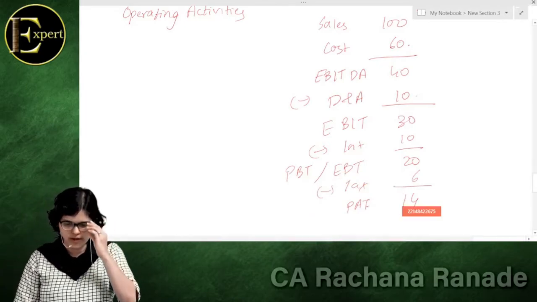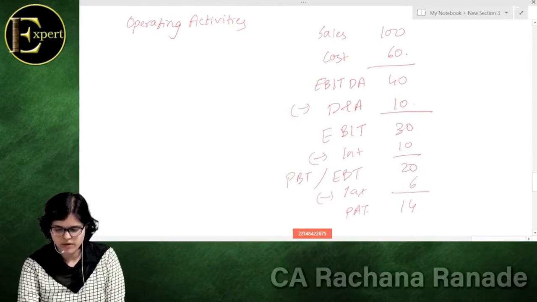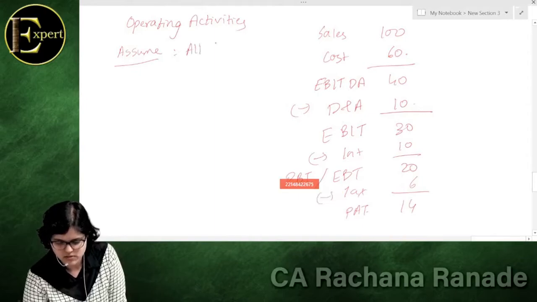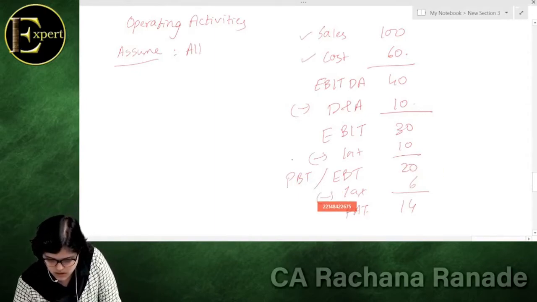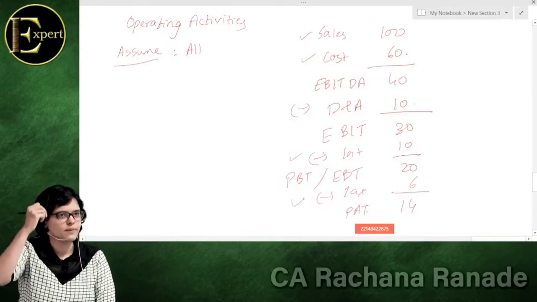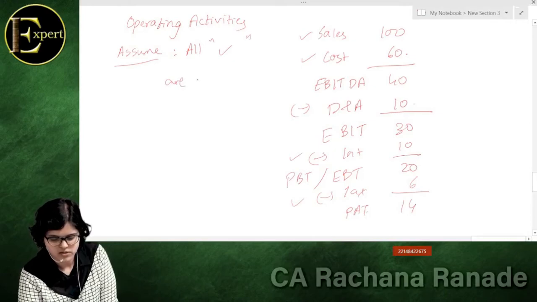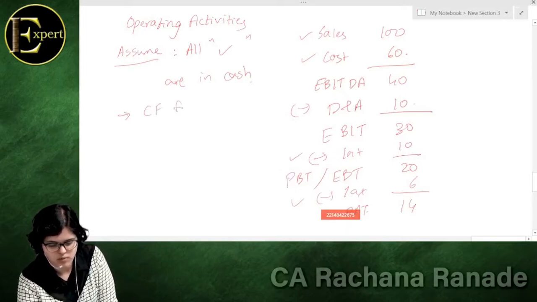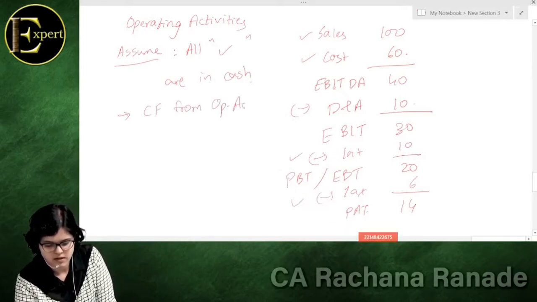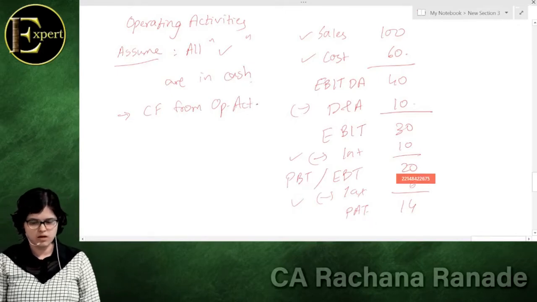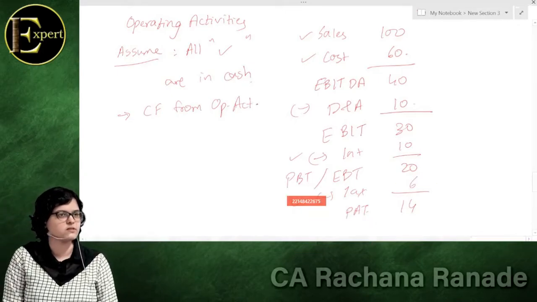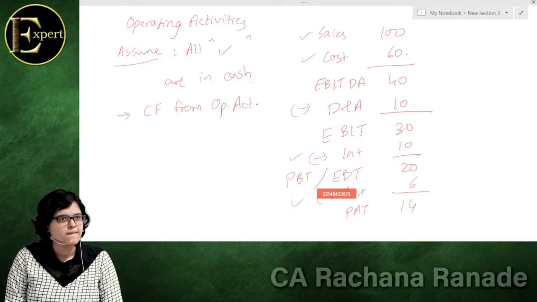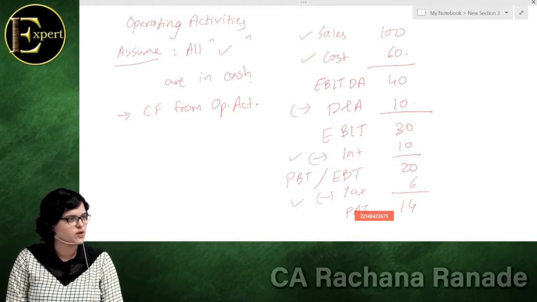One minute before you write this, just quickly tell me, if I'm assuming that all transactions are in cash, so all means sales, cost, interest, tax, all tick-marked transactions are in cash, then what will happen? Who can tell me how much is my cash flow from operating activities? How much will it be? Cash flow from operating activities? 24. And how did you get 24? We'll have to add back depreciation and amortization.